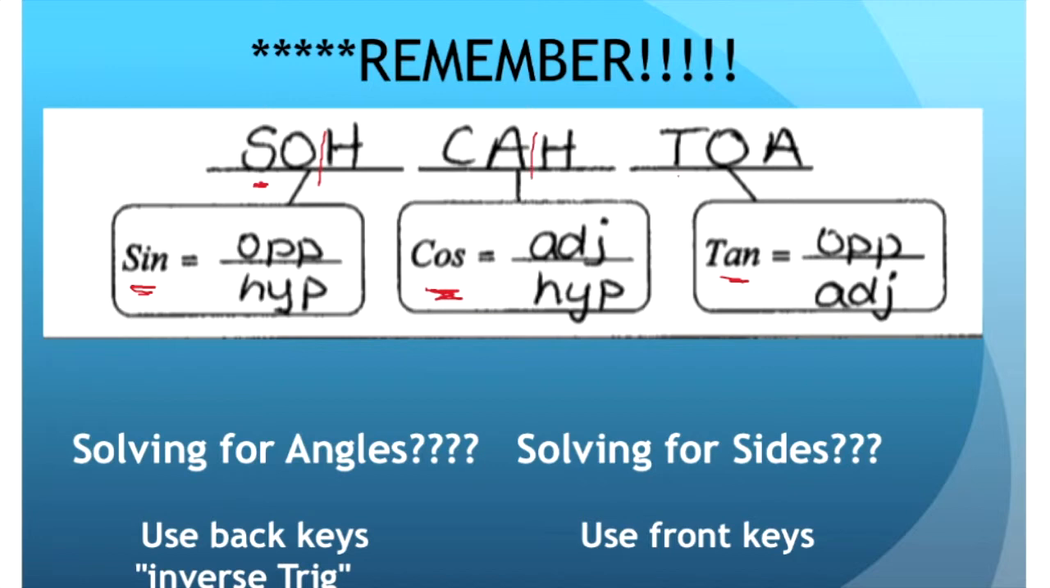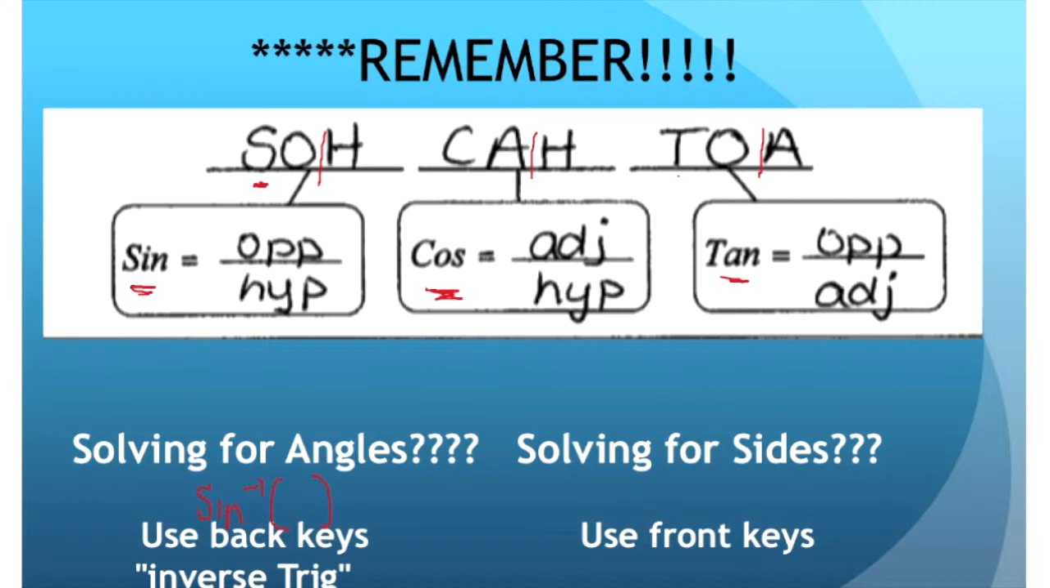And when you say tangent, it's O over A. So what I need you to know is that if we're solving for angles, we're going to use, on your calculator, the back keys. Take a look at your TI-83 or your TI-84 calculator, and you will see the words up there, SIN, COS, and TAN. Well, if you look behind the keys, you will see sine, and it looks like it's raised to the -1 power. This is how you find the angles.